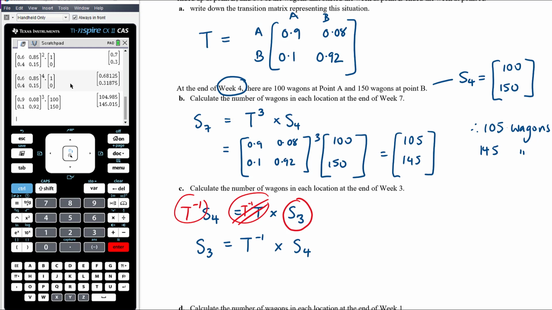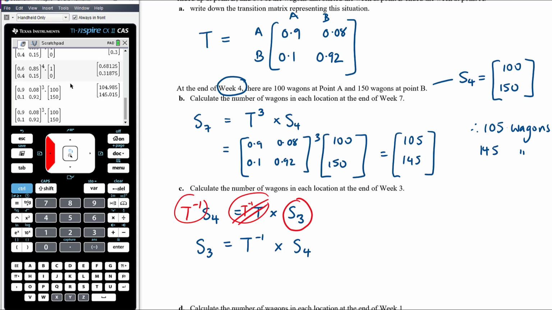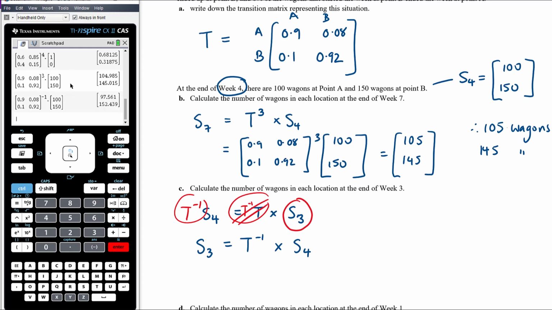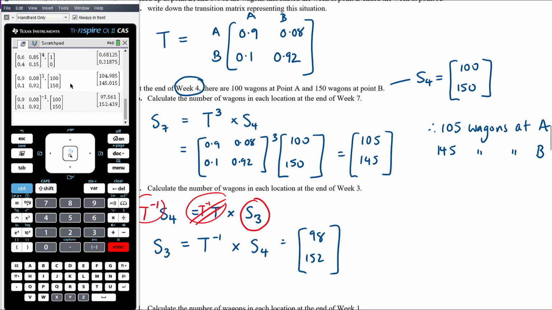So in this case, we're going to take our transition matrix, raise it to a power of -1, and multiply it by stage 4, which was 100 and 150. And so what we find is stage 3, again to the nearest whole number, is 98 and 152. So therefore, in week 3 we have 98 wagons at A and 152 wagons at B.